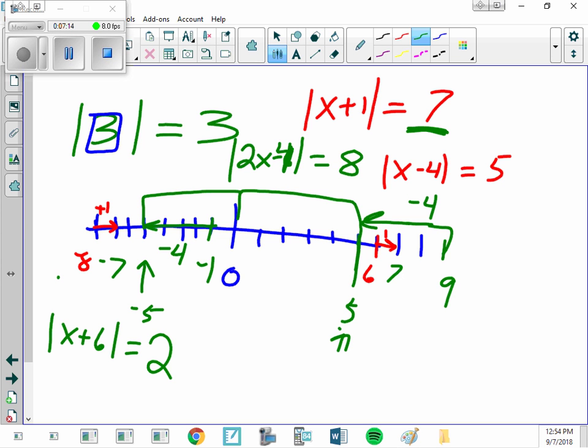Okay. Now, what about this? The absolute value of x plus 1 is negative 3. Negative 4 does not work.